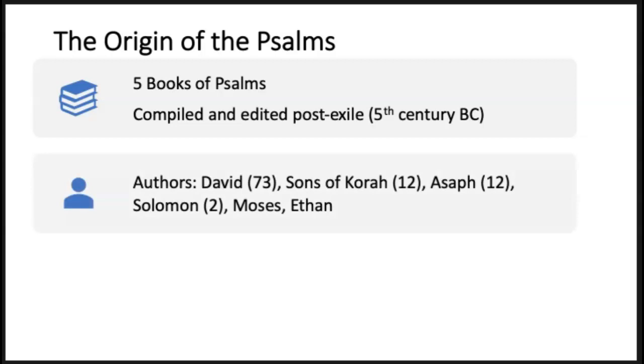David is the author of 73 of the Psalms. Others that composed Psalms were the sons of Korah, as well as Asaph, which may have been an individual, it may have been a family name. Solomon wrote 2 songs, and then Moses, Ethan, and then the rest are untitled or unnamed.